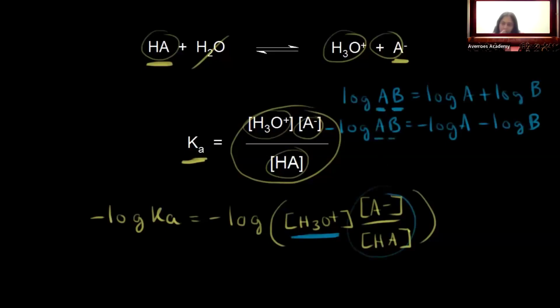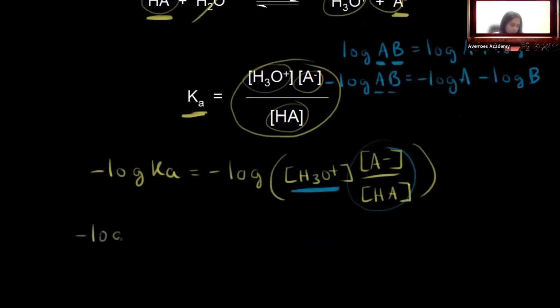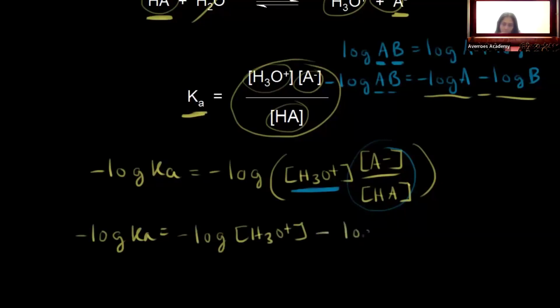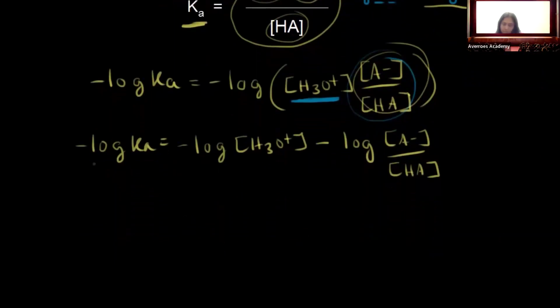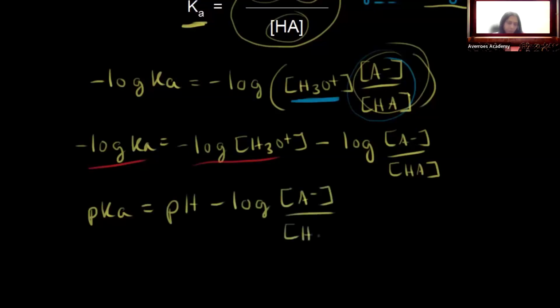So let's think about what that would give us now. So let's get some more space and let's think about our log property. On the left side, we have negative log of Ka. On the right side, we would have negative log of A, so that would be negative log of concentration of H3O plus, minus the log of B here. So that would be minus the log, and B was this right here, minus the log of A minus over HA. All right, so we can keep going here because we know the negative log of Ka is equal to the pKa. And then over here, we have the negative log of the concentration of hydronium ions. That's equal to the pH. So negative log of concentration of H3O plus is equal to the pH. And then we have minus log of the concentration of A minus over the concentration of HA.